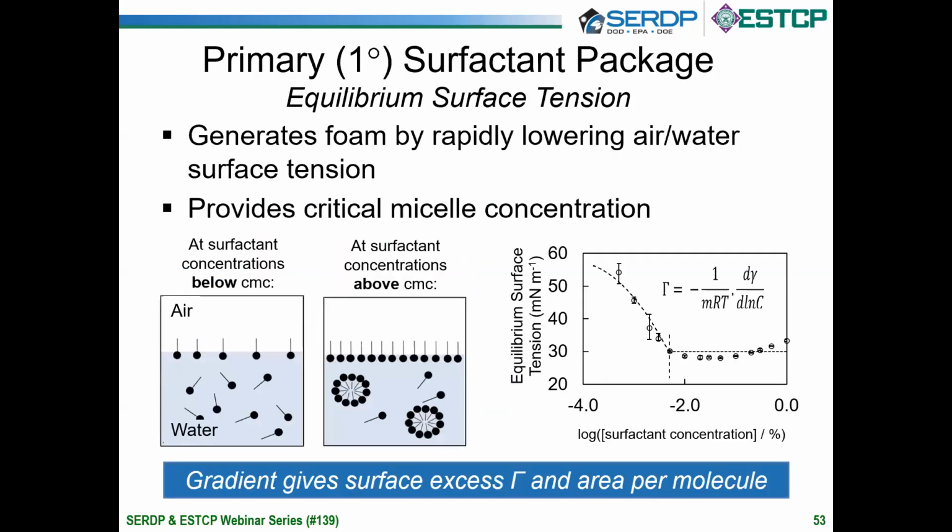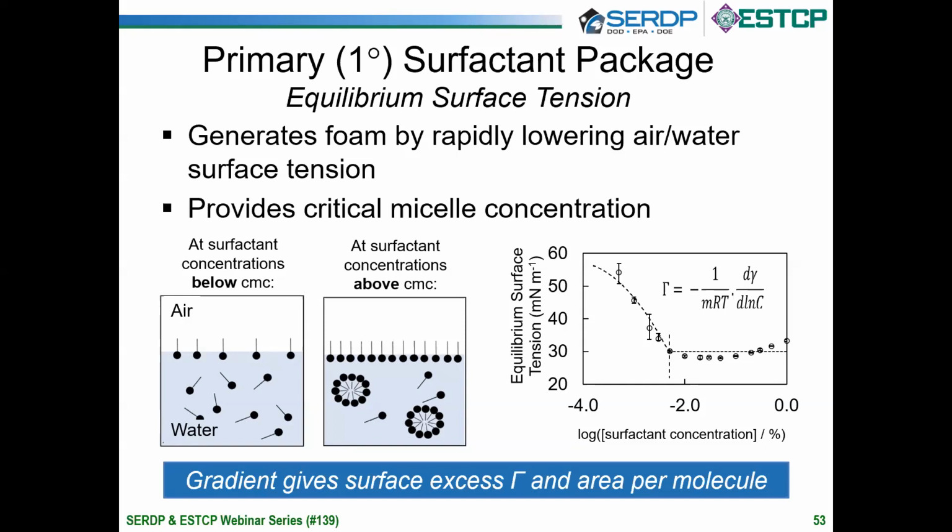So our first component to consider is the primary surfactant. What this does is, its job is to generate the foam by rapidly lowering the air-water surface tension. So when our foam solution goes through that nozzle and air bubbles are dragged into it, the primary surfactant gets to that surface quickly to stabilize the surface. We can do some really basic surface chemistry on this, which gives us some really good information.